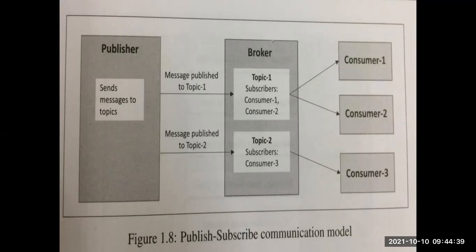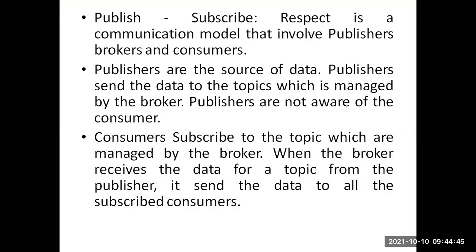The publisher publishes things. Through a broker, it controls the consumers. Here, publish subscribe is the communication model that involves publisher, broker, and consumer. Three things are there. One is called publisher, second is called broker, third is the consumer. Consumer is a client. Publisher publishes information. Publishers are the source of data.